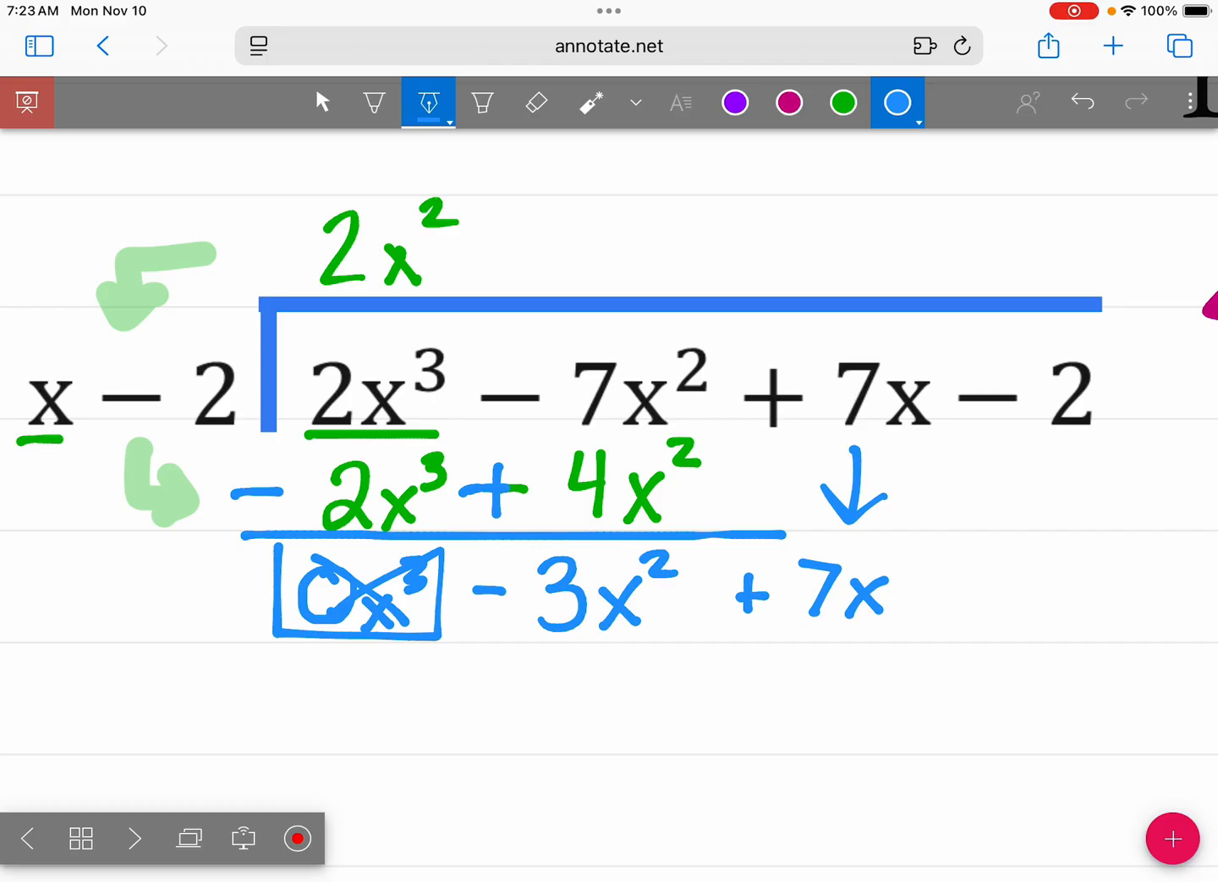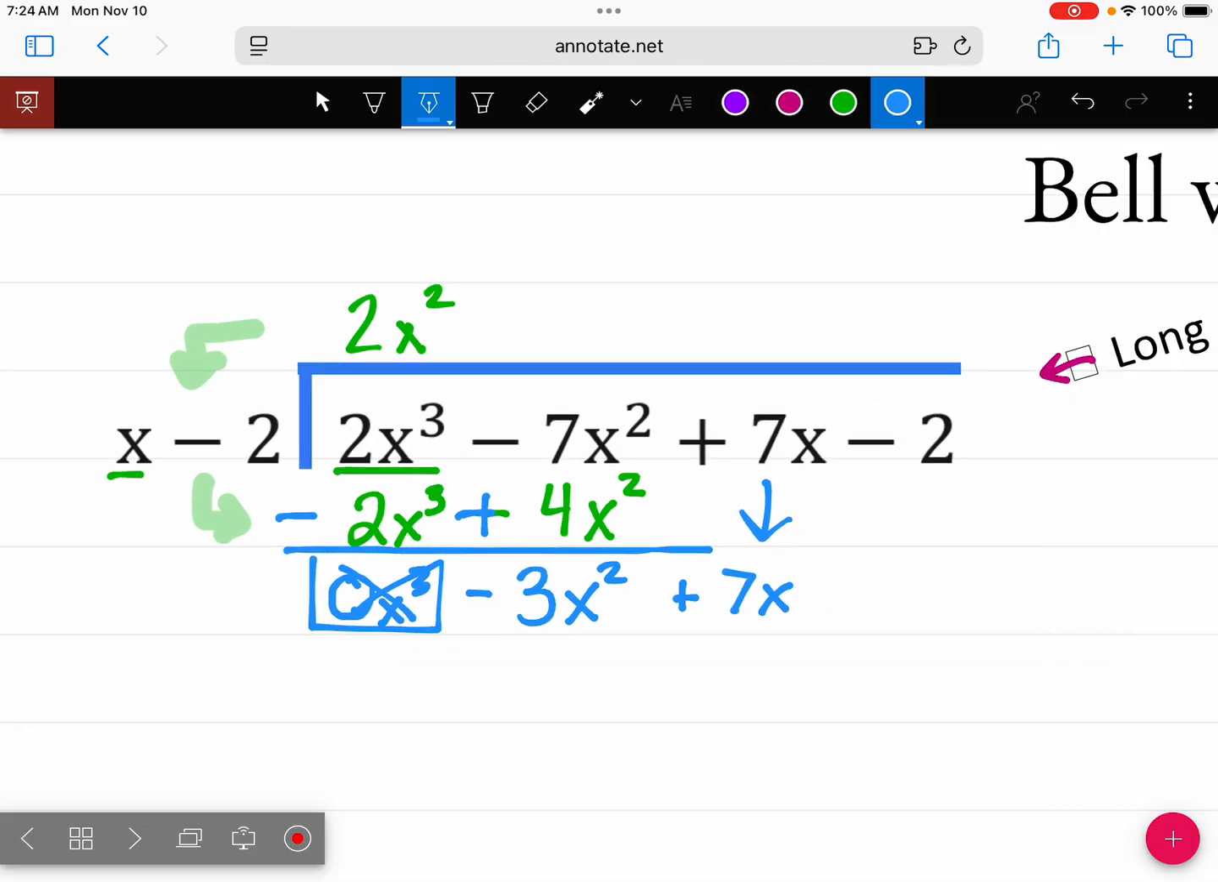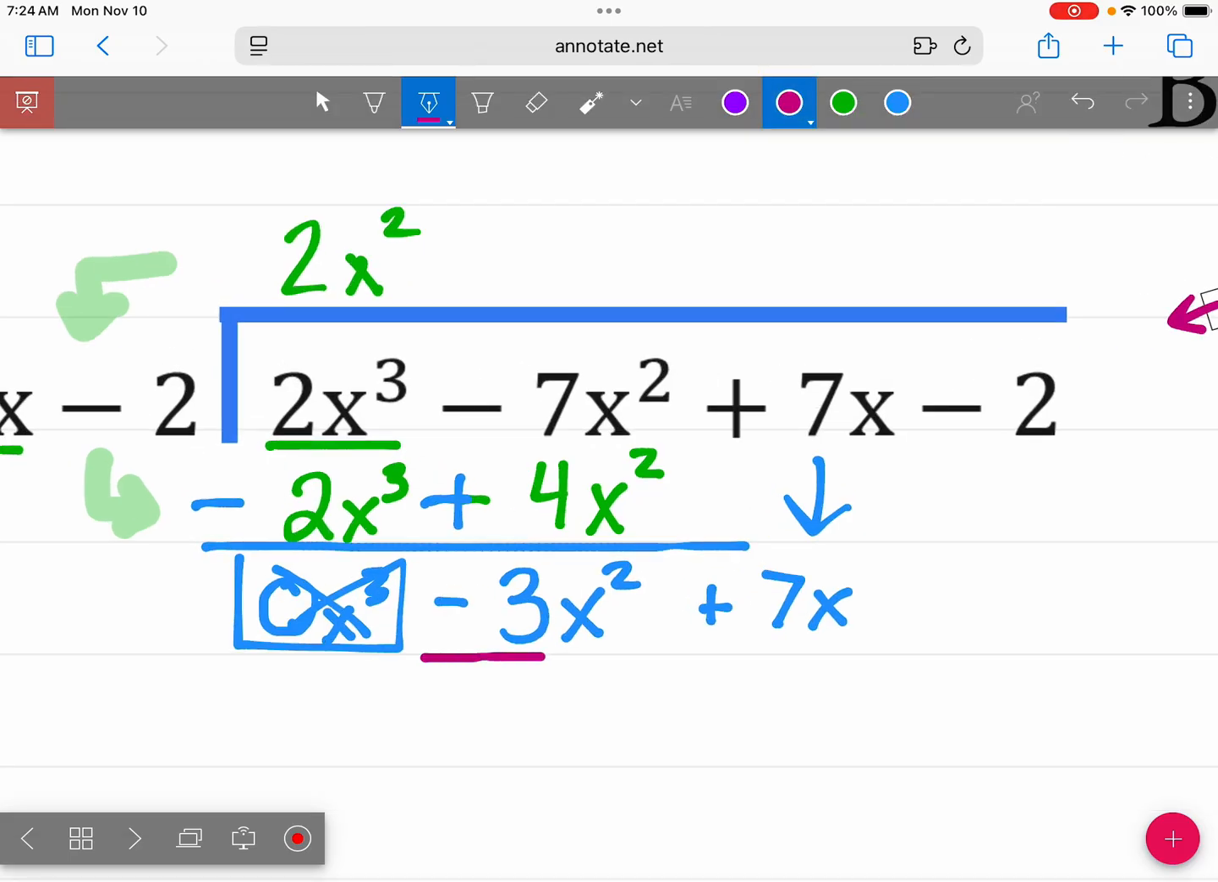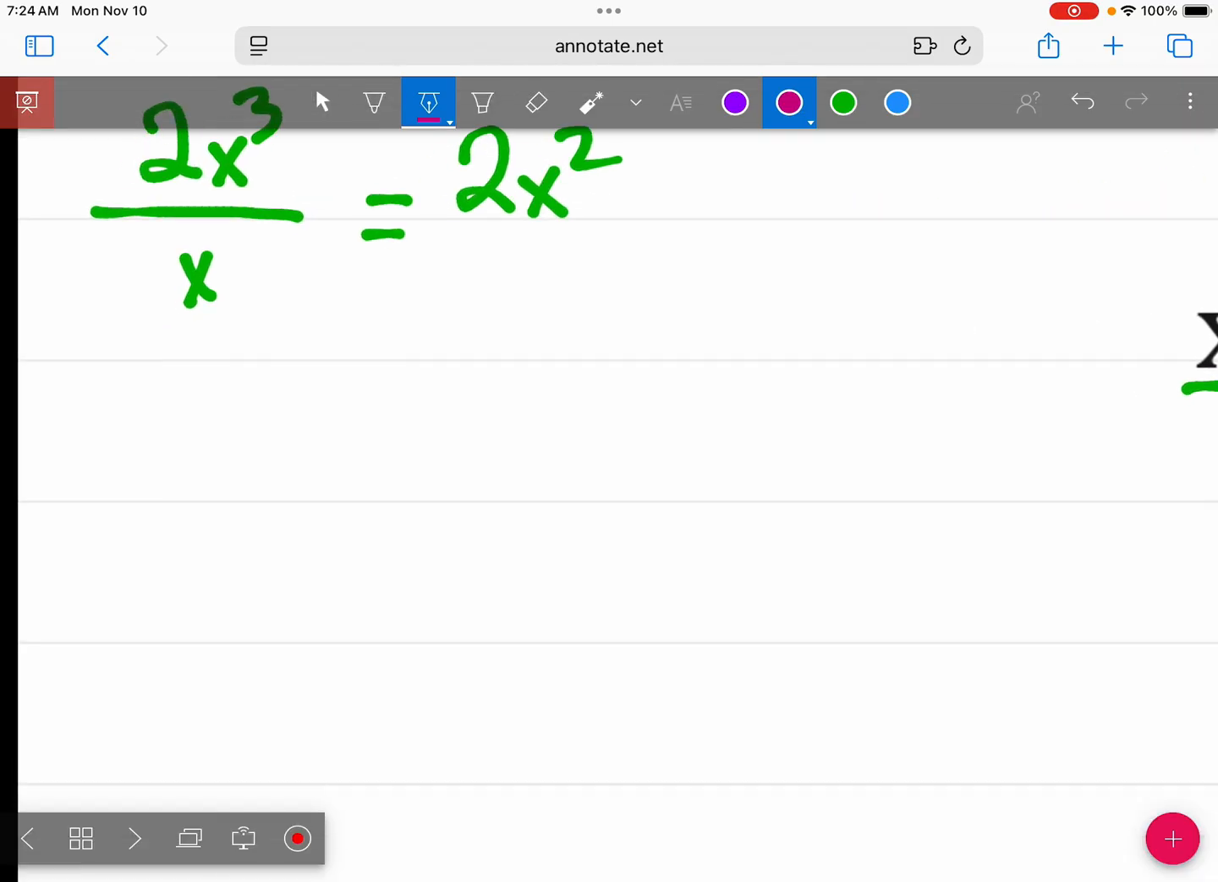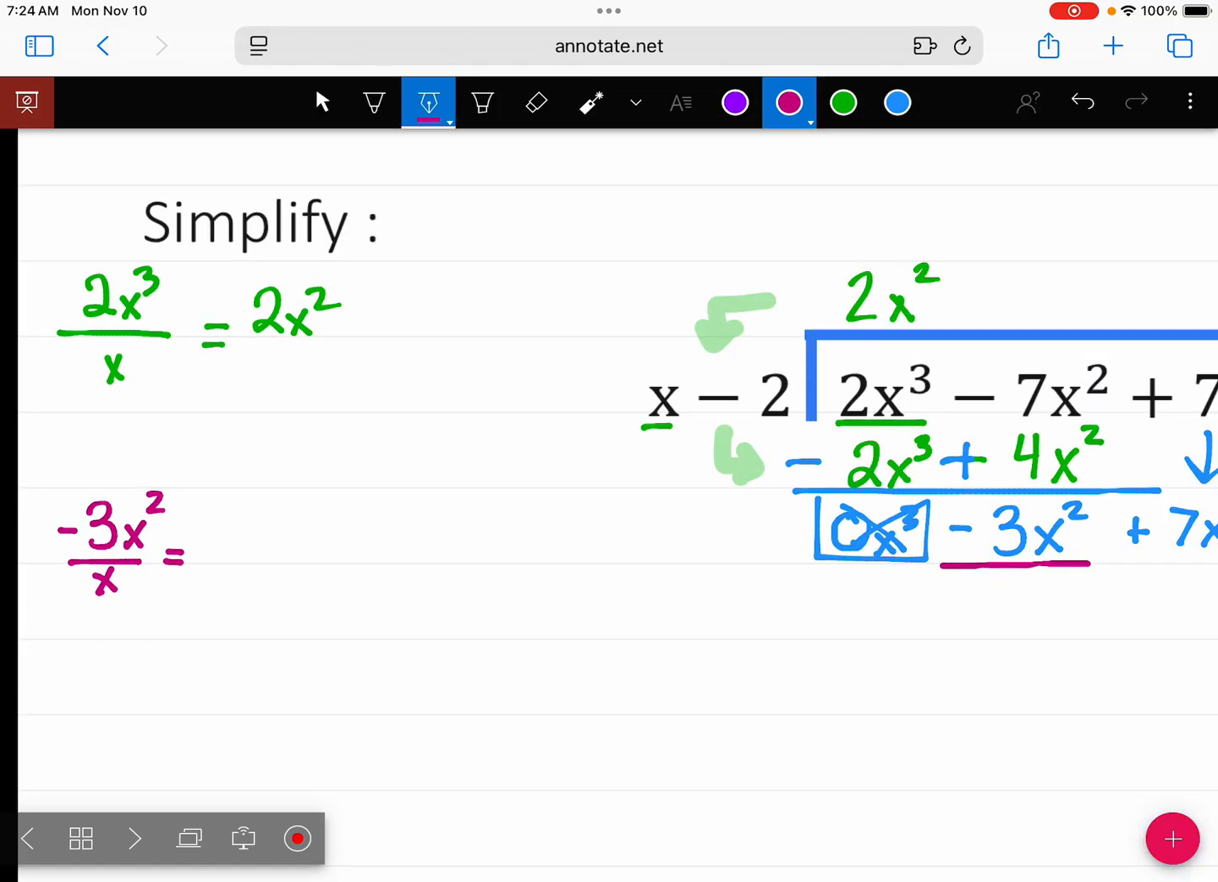Questions on that bit? Because then we get to do the whole thing again, at least one more time. Because I can still divide an x out of this minus 3x squared. So we get to do that whole cycle again. So I'm going to look at this first term, our minus 3x squared divided by x. Or we can think x times what gives me negative 3x squared. What's going to be our next term on the very, very top? It's going to go here.